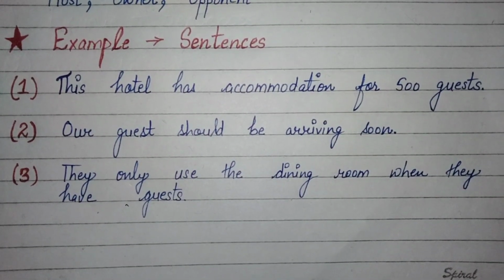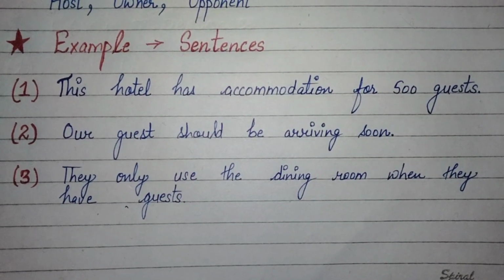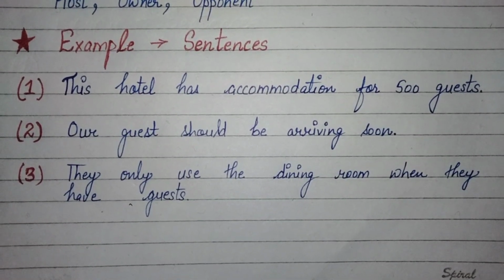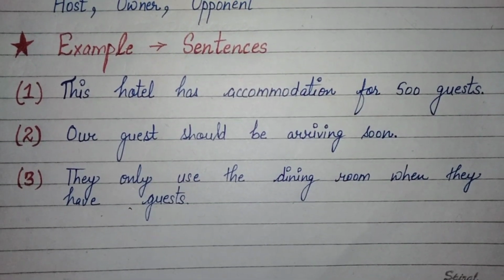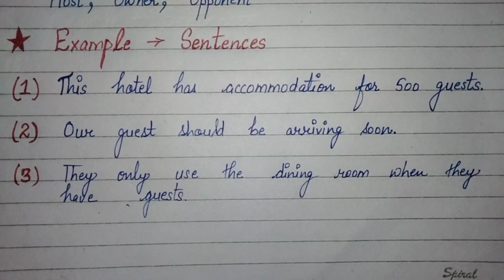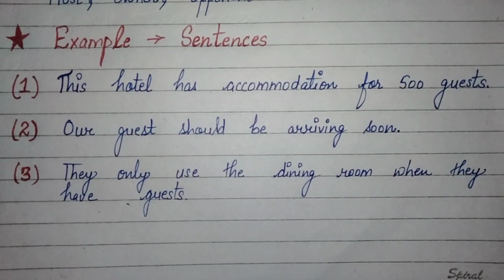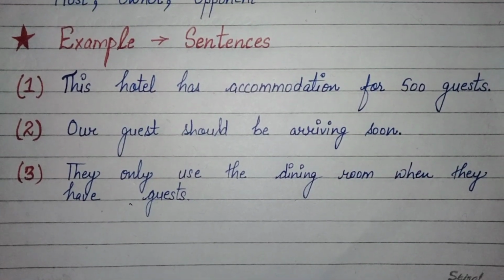Now, example sentences. First, this hotel has accommodation for 500 guests. Second, our guests should be arriving soon. And third, they only use the dining room when they have guests.